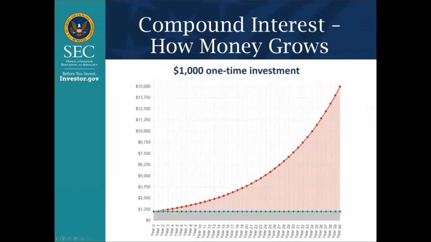How do investments keep up with inflation? It's through growing over time with the power of compounding. Compound interest is the interest you earn on interest. Not only does the money in the account earn interest, but the previous interest itself earns interest, and then that interest earns interest, and so on, similar to a snowball effect.